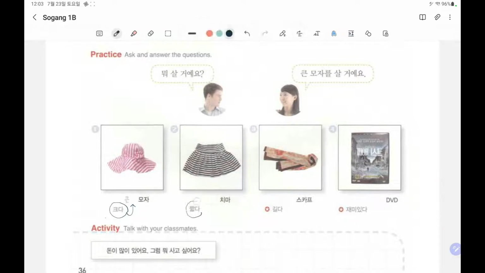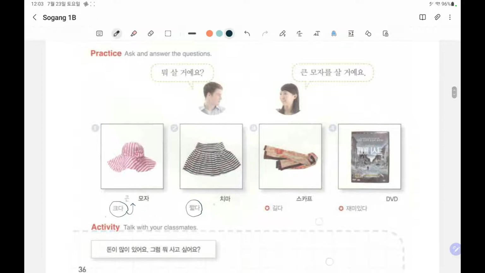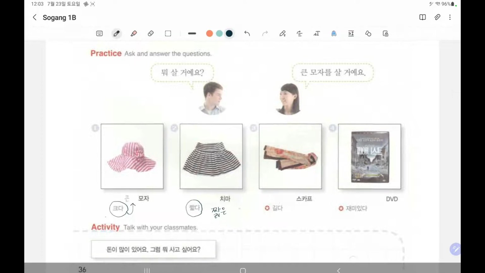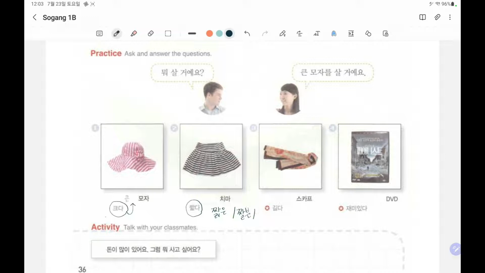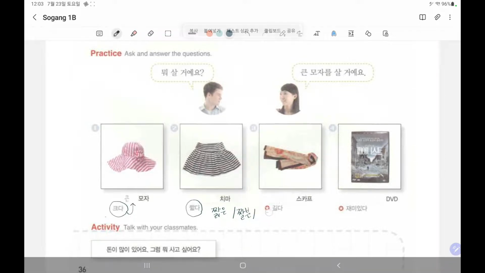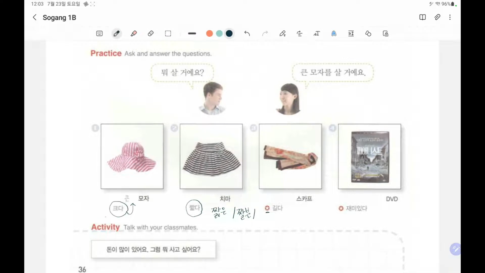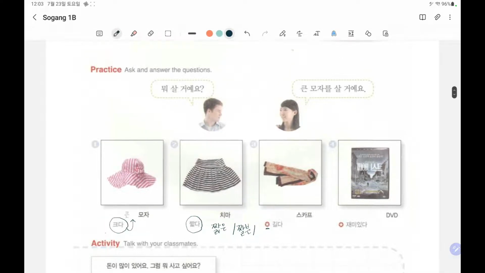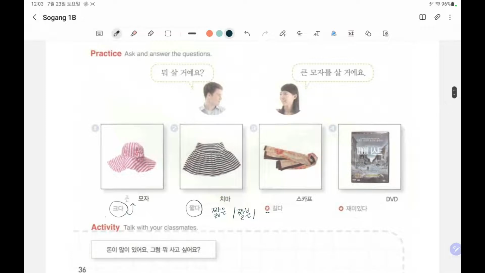And we want to say a short skirt. 어떻게 말해요? 짧은 치마. Pronunciation, 짧은 치마. Done. 자, how about the scarf this time? 자, asterisk 있어요, which means it is an irregular verb, isn't it? Irregular adjective in this case.